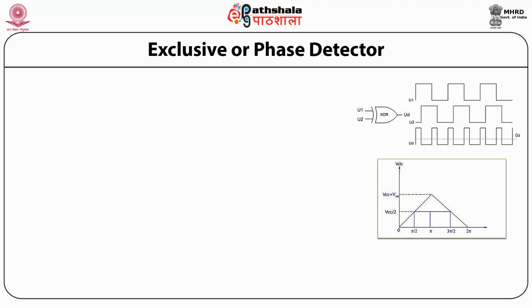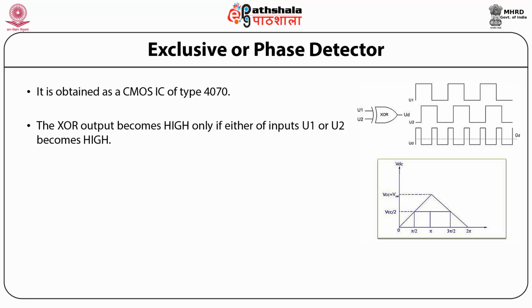Exclusive OR phase detector. This is the schematic for the output from the XOR or exclusive OR phase detector. It is obtained as a CMOS IC of type 4070. Both frequencies are provided as input to the XOR phase detector. The XOR output becomes high only if either of the inputs, that is U1 or U2 as shown here, becomes high.